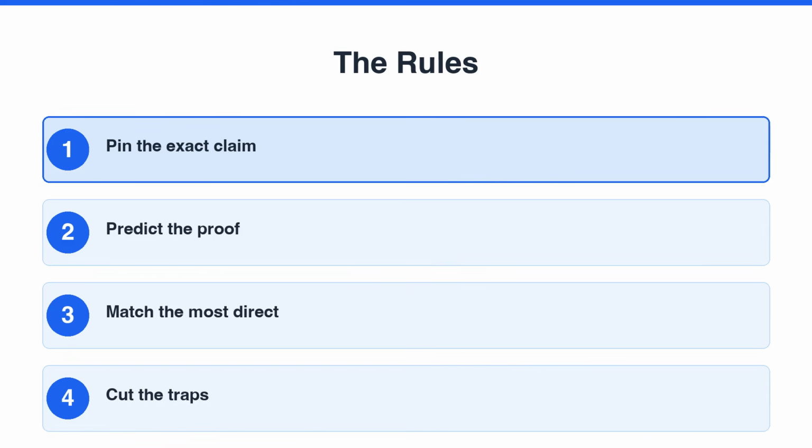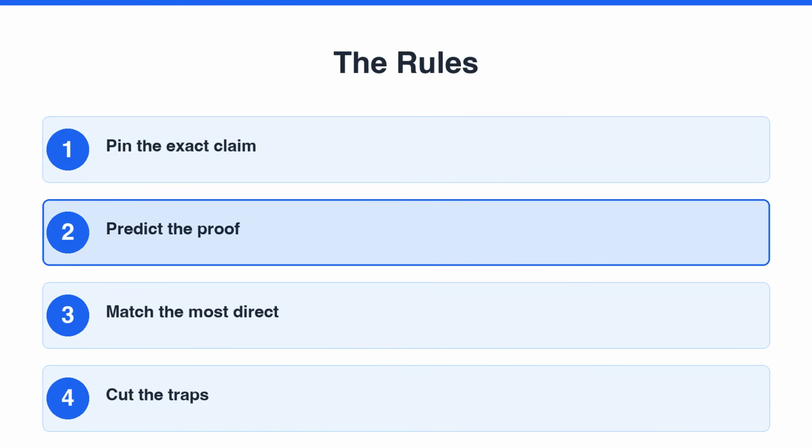Step 1. Pin the exact claim. Before you touch the choices, find whose claim it is and exactly what it asserts. Put it in your own words as a precise relationship: who, what, and which direction. Many claims have 2 parts. If you only pin half of it, a half-right answer will look complete.